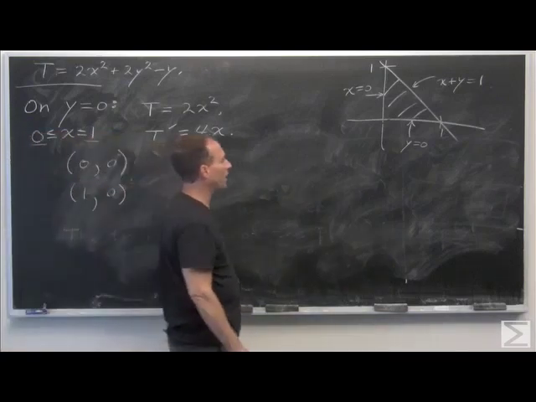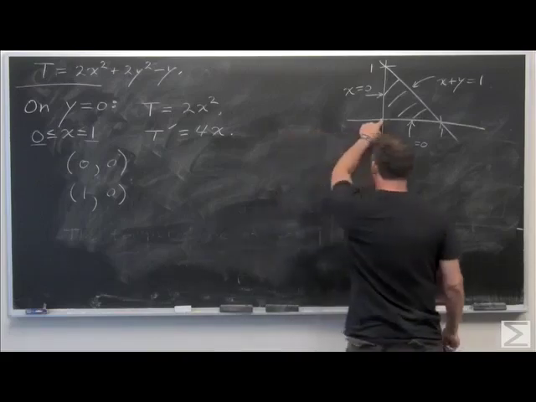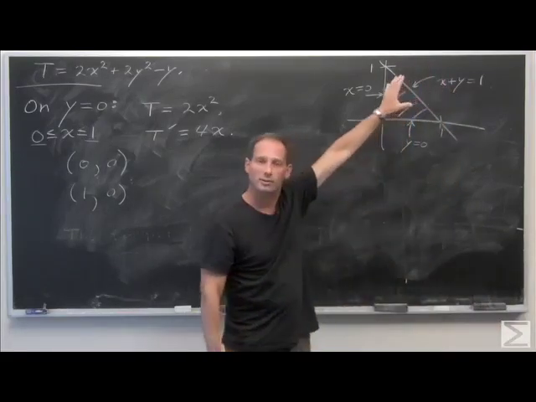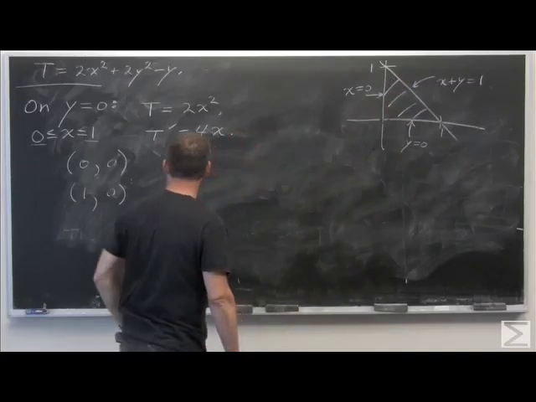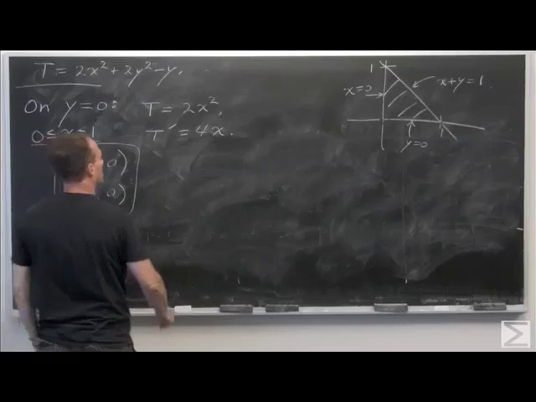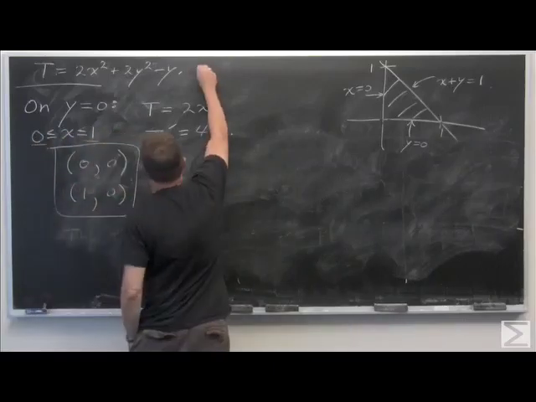Well, that's no surprise. 0, 0 is here. 1, 0 is here. You're always going to have to check corners if your boundary has corners. So we have to check these two points. What else do we have to check?